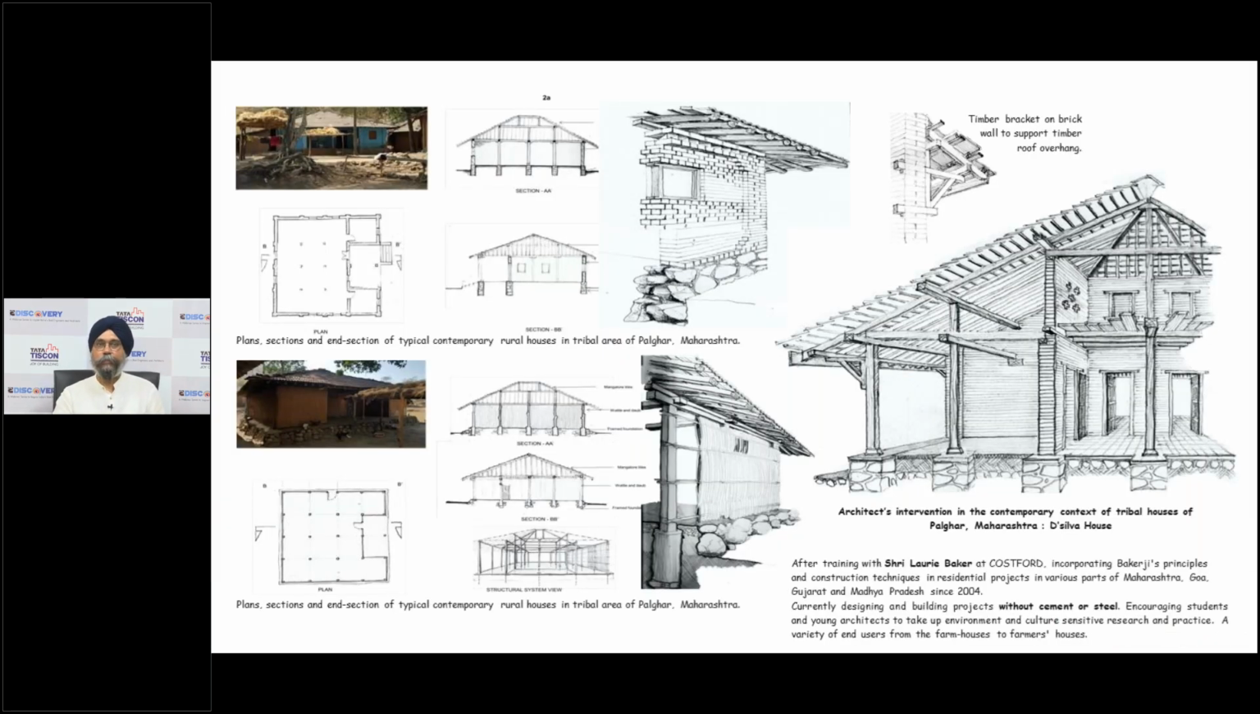Here you see to your left the typical houses in that area, the house plans and how they are constructed. In the center bottom you see a wattle and daub wall, and just above that you see a brick wall. And to the right you see a cross section of the house which I have built.